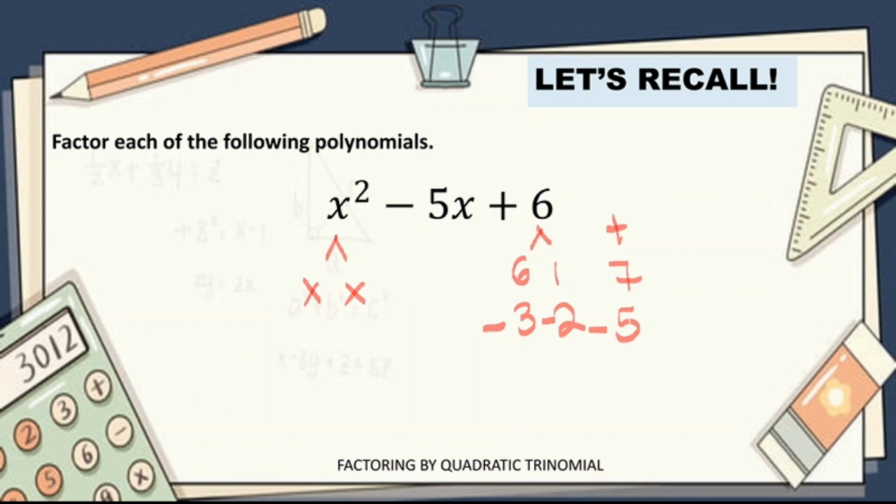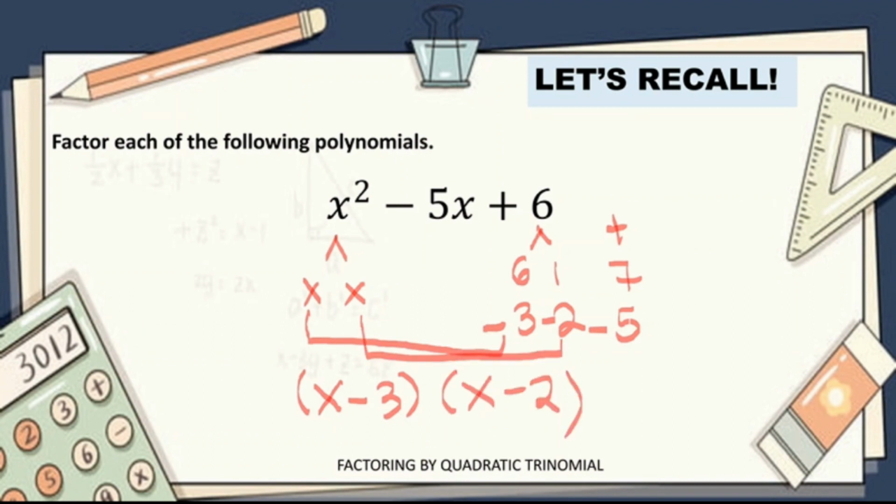So therefore, combining these two, we have here x minus 3 multiplied to x minus 2, which gives us the factors of x squared minus 5x plus 6.